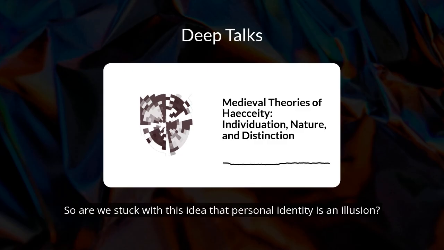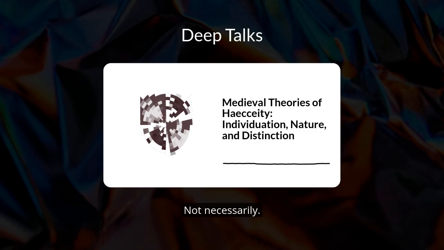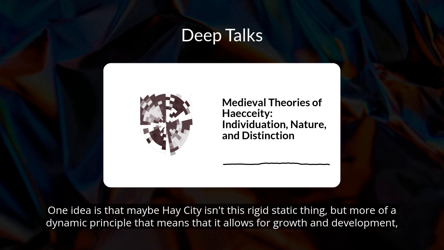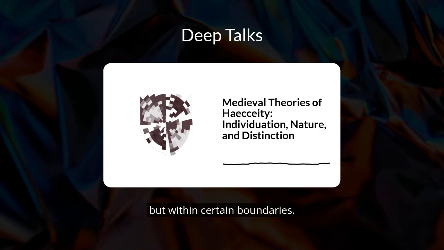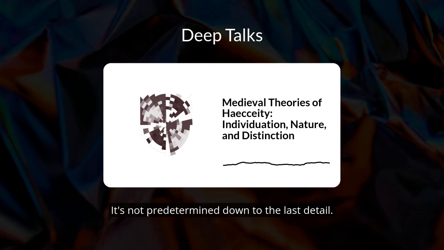So are we stuck with this idea that personal identity is an illusion, this constantly shifting thing that can never truly hold its shape? That's kind of depressing. Not necessarily. Some very clever philosophers have come up with ways to reconcile Haecceity with the reality of personal change. One idea is that maybe Haecceity isn't this rigid, static thing, but more of a dynamic principle. That means that it allows for growth and development, but within certain boundaries. So maybe it's like a seed. It contains the potential for a specific plant. Right. But how that plant actually turns out depends on the environment, the nutrients, all the experiences it has. It's not predetermined down to the last detail.